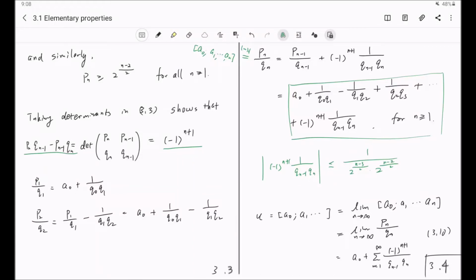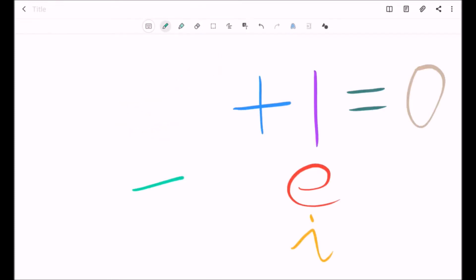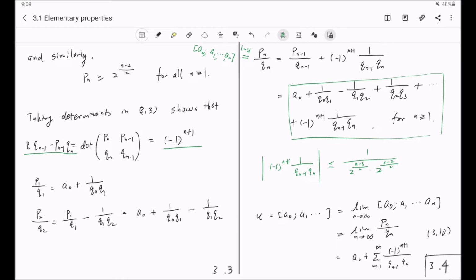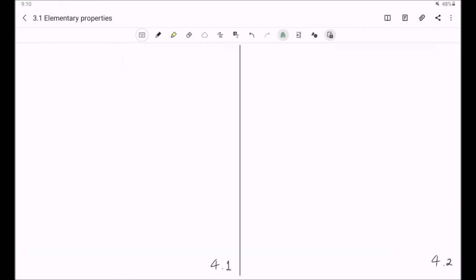It turns out that the equation 3.10 here actually tells us something more about the convergence. And now let's dig a little bit more into this. First, as in the book, let's call this inequality 3.5. 3.5 together with 3.10 give us the following. So first, let's copy those equations down in here.